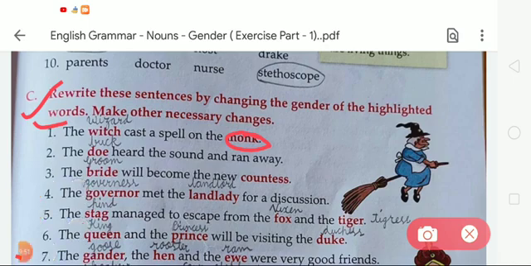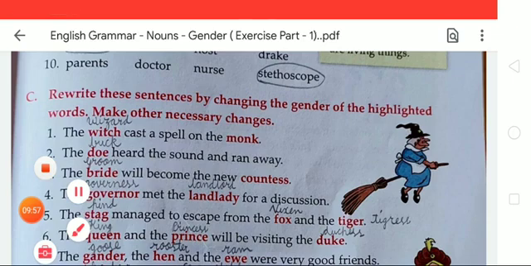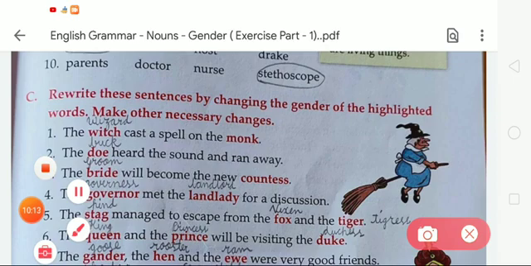So we have to change the given word "doe" into its other gender. "Doe" is an example of a feminine word, so we have to change this given "doe" into masculine, so it will be "buck". Doe is a feminine word, so we should change this given feminine word into masculine, so it will be "buck" in masculine form.